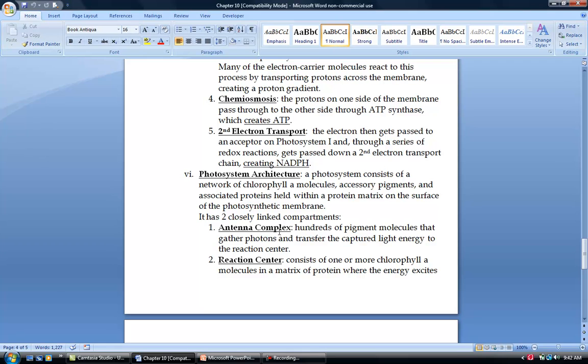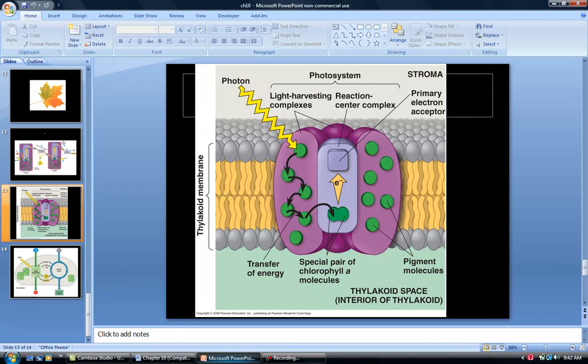Now, if you think of any sort of antenna, the whole point of that antenna is to attract waves, right? So this antenna complex is going to be a collection of pigments that are going to gather photons of light, which travel, as we learned, in waves. So we've got our antenna complex being these pigment molecules that you see out here.